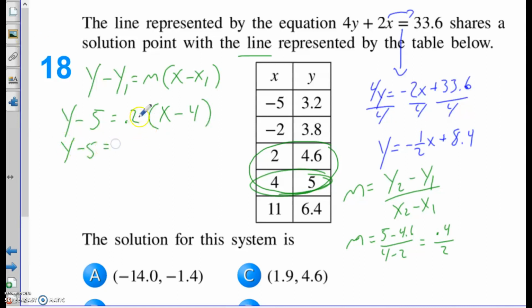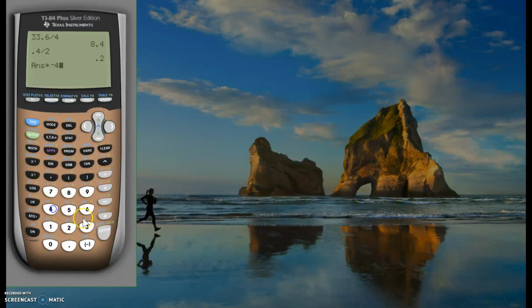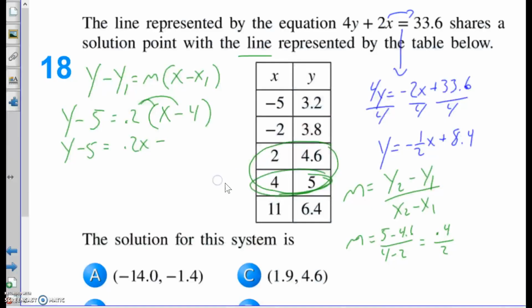Simplify this out a little bit. y minus 5 equals 0.2 times x is 0.2x, and 0.2 times negative 4 is going to be negative, let's say probably 0.8, but I want to make sure I have all this right. So 0.2 times negative 4 is negative 0.8. And then I have to add 5. So this equation is going to come out to be y equals 0.2x plus, now negative 0.8 plus 5 will be plus 4.2.